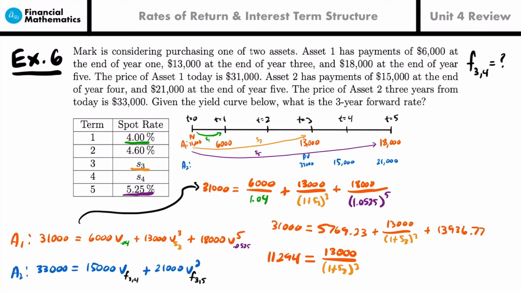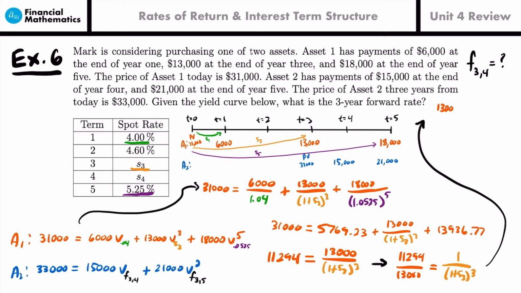Okay, so now, in order to solve for that spot rate, what I'm going to do is divide both sides by 13,000. And so if we do that, we will have 11,294 divided by 13,000 is equal to 1 divided by 1 plus S sub 3 cubed. And now, if we take the reciprocal of both sides of the equation, or flip the numerator and denominator on both sides, I'll do that up here. We'll have 13,000 divided by 11,294, and that will be equal to 1 plus S sub 3 cubed.